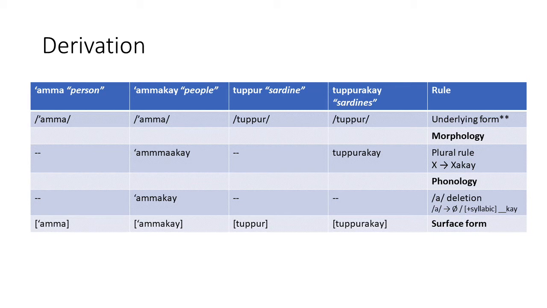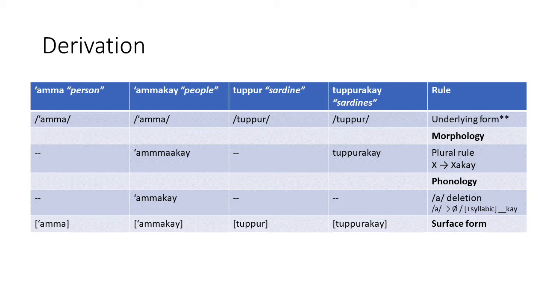Now this is what we have. Ammakai. This is the word we are looking for. This is the word that appears in the language. So if we see the word for sardine, tupur, we add the suffix akai: tupurakai.